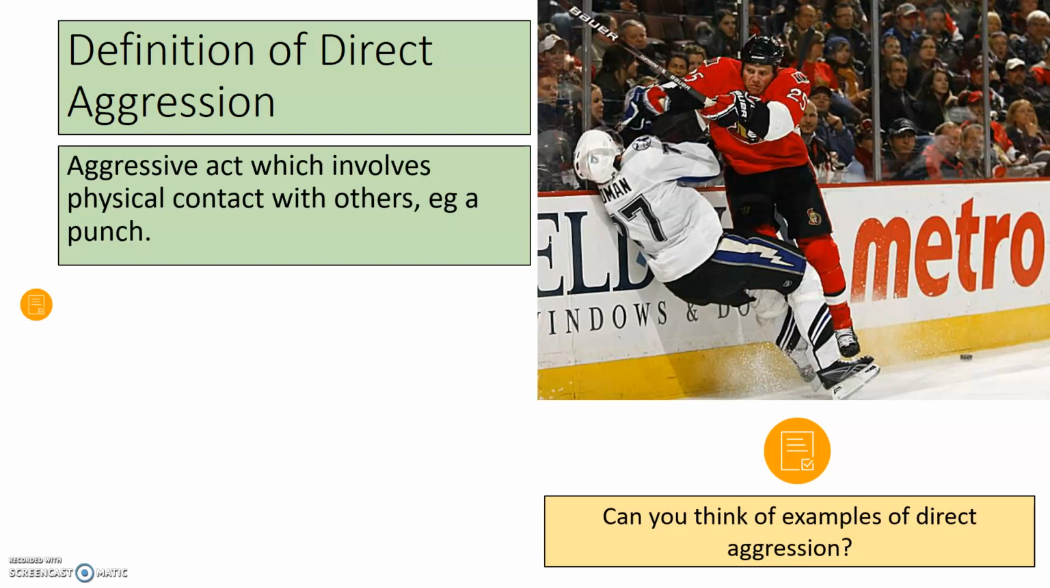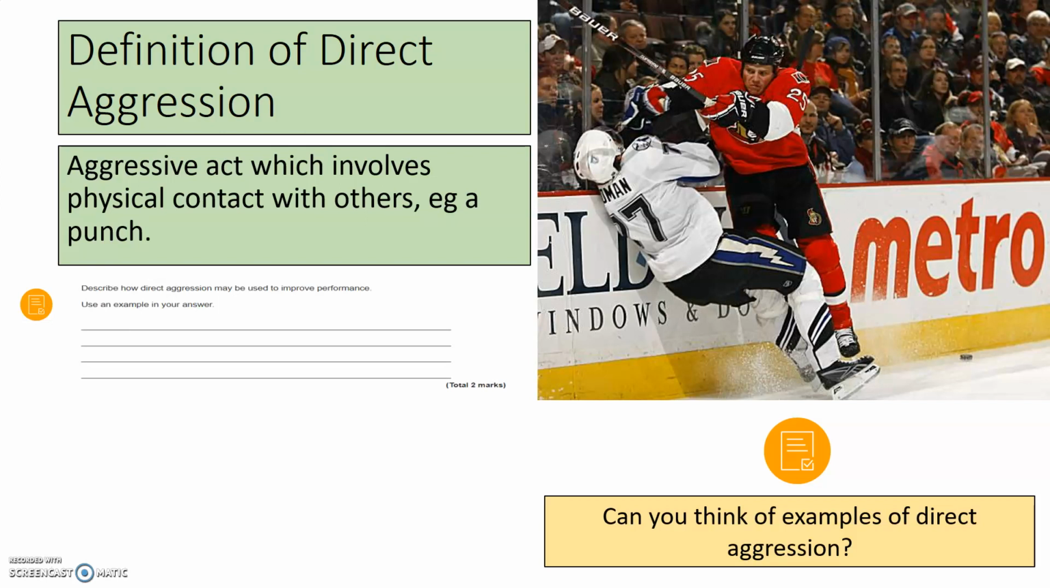We're trying to cause them harm, so that would be direct aggression. And hopefully you've come up with lots of other examples that involve physical contact towards someone else. It could be in any sport for that matter. Okay, the fact that we've become aggressive.